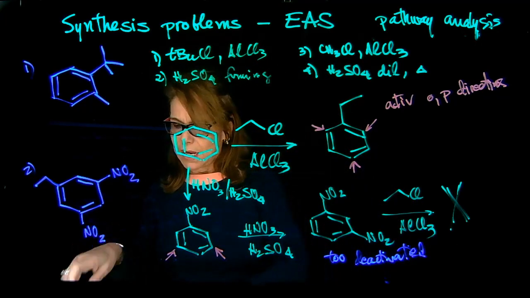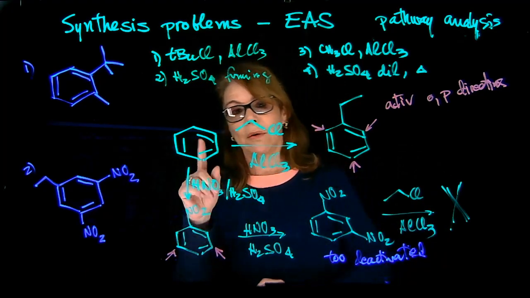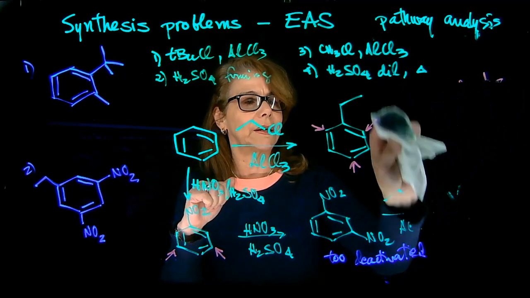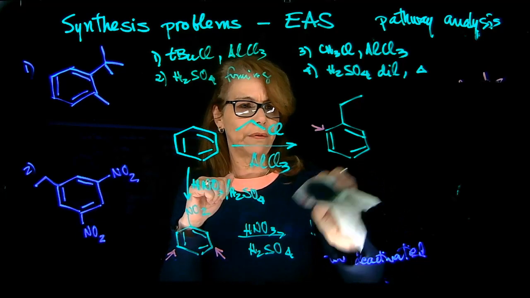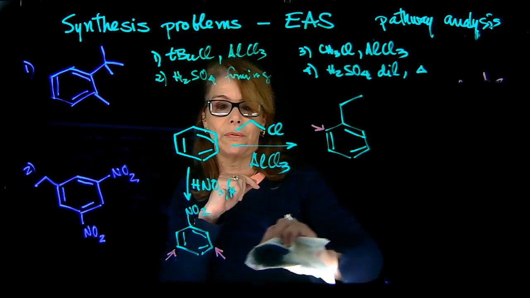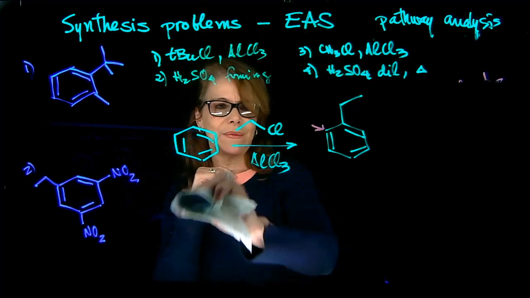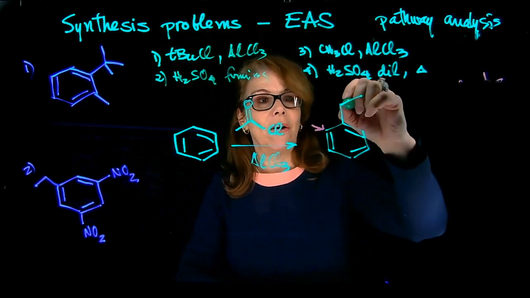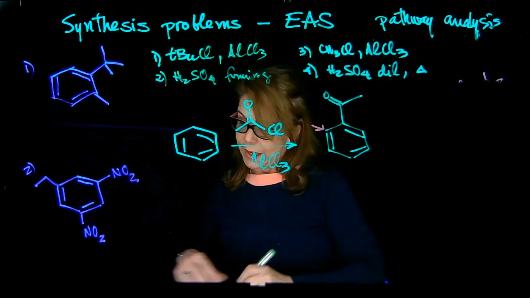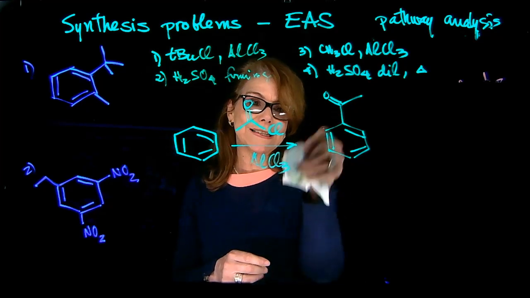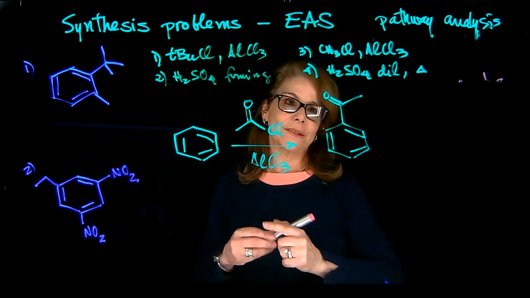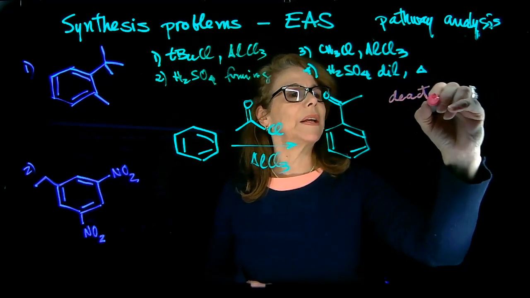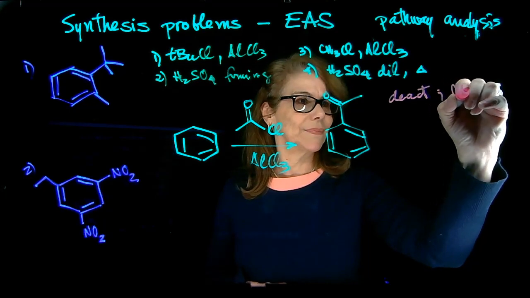So what do we do then? So the strategy here would be, we're going to install first another deactivating group so that we can have the nitration. Instead of doing a Friedel-Crafts alkylation, I'm going to do the Friedel-Crafts acylation. So, and now I'm going to be installing that. Now this group is deactivating. So this is deactivating and meta directing.